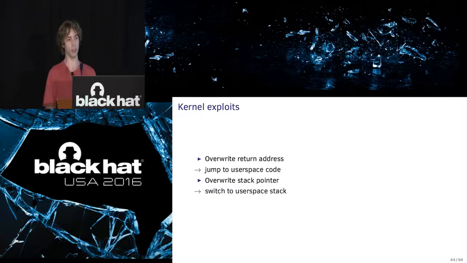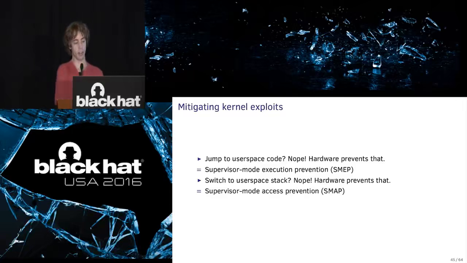If you write a user code pointer there, you are still running in privileged mode in ring 0. So if you just overwrite the return address with the user space code address, then you would actually run the user code. If this is for some reason not possible, you could still try to overwrite the stack pointer and then switch to a user space stack, and then do some return-oriented programming by providing a nicely prepared stack in user space. Now, this is not possible on modern CPUs anymore because there are countermeasures against that. The first is called supervisor mode execution prevention.